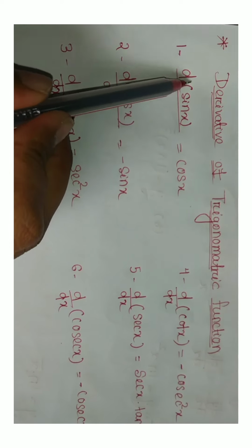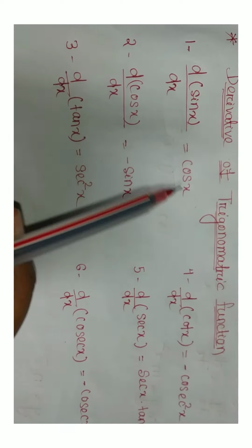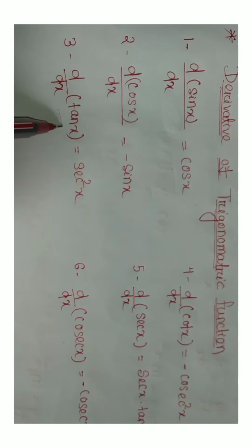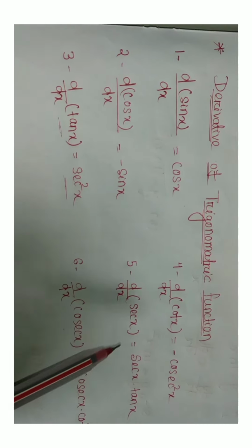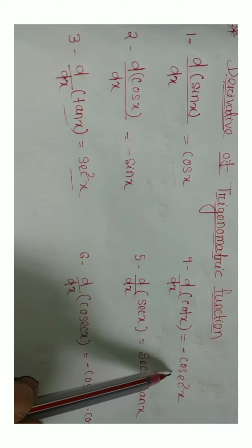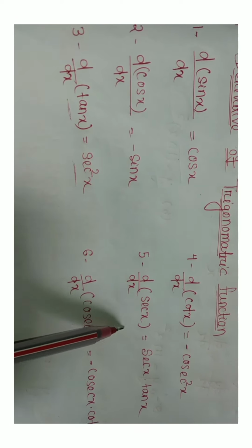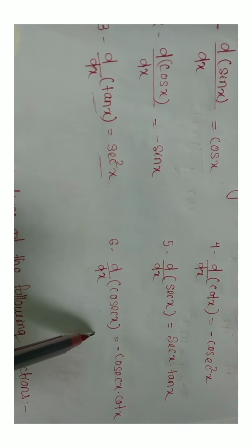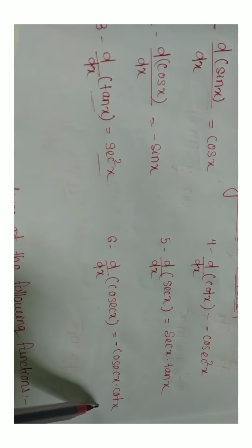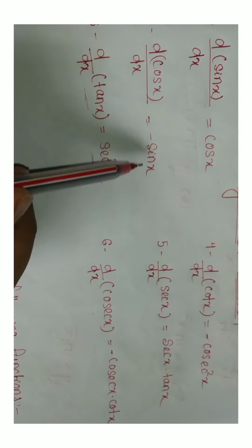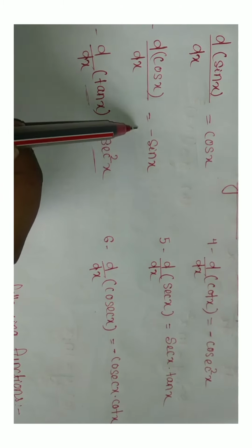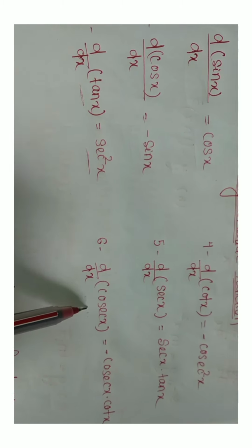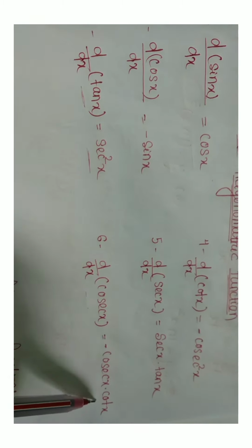The derivative of sin x is equal to cos x, and the derivative of cos x is equal to minus sin x. The derivative of tan x is equal to sec square x, and the derivative of cot x is equal to minus cosec square x. The derivative of sec x is equal to sec x into tan x, and the derivative of cosec x is equal to minus cosec x into cot x. Here three are minus: the derivatives of cos x, cot x and cosec x.